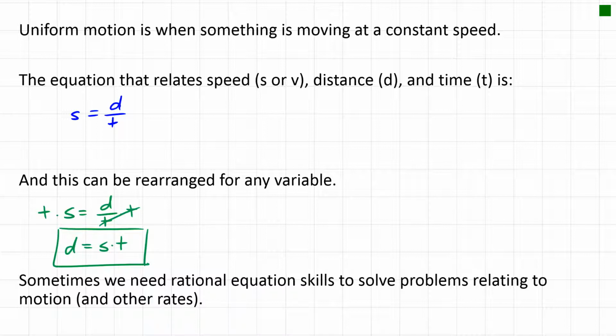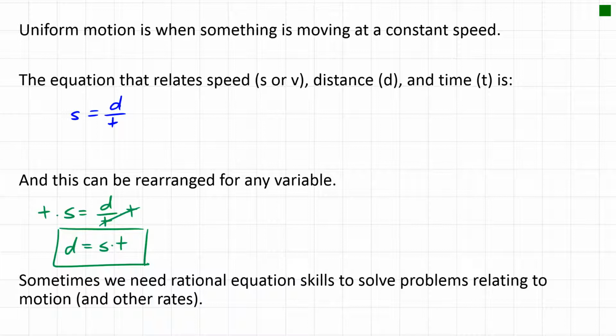So there's a really common rearrangement of the formula. So if you go 50 kilometers an hour, that's your speed, times time for, say, 3 hours. 50 times 3 is 150 kilometers. So you can use this equation to solve for distances really easily.